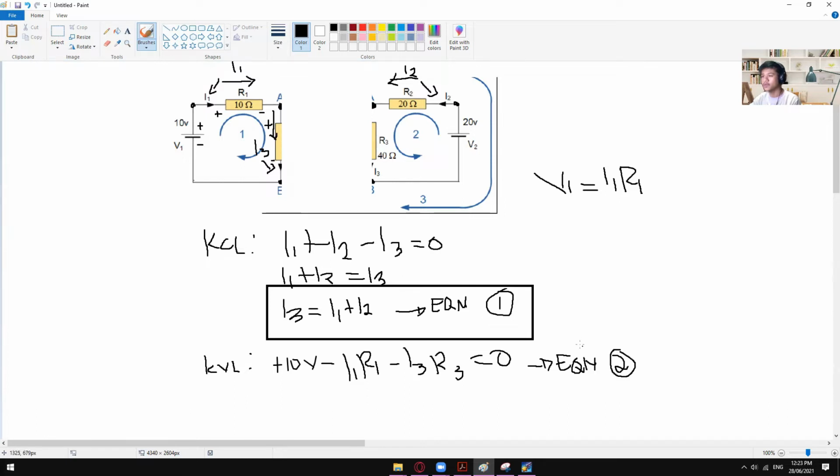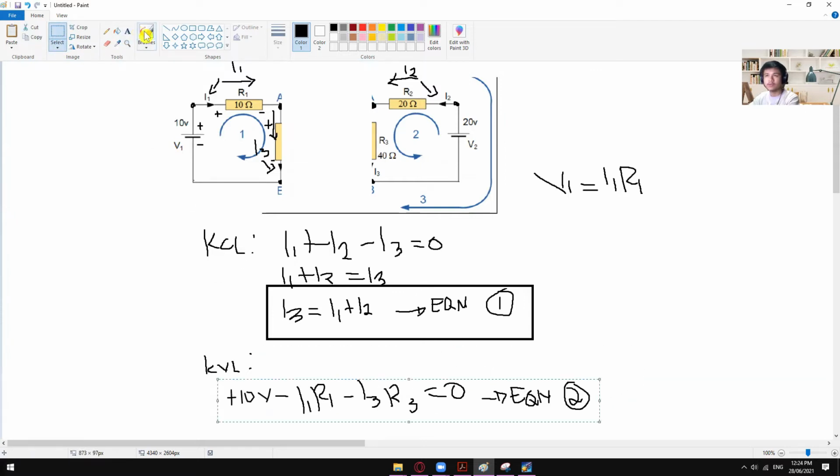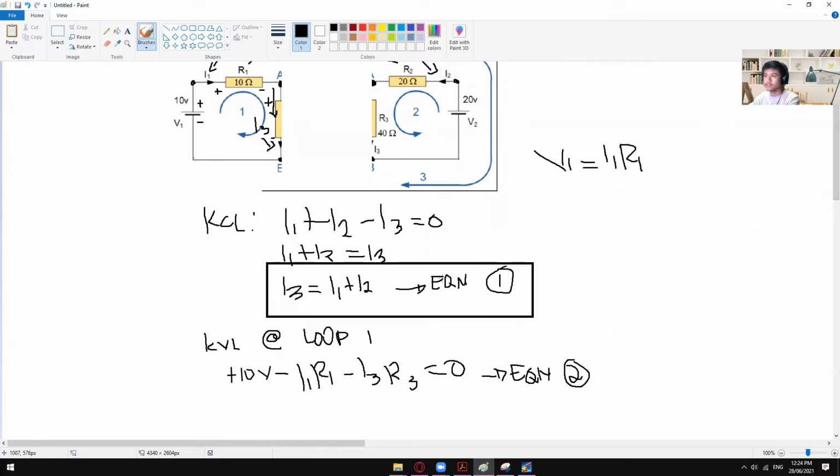This equation number 2 came from loop number 1. Are we clear so far on how we got this equation right here? Basically, we could call this one KVL at loop number 1, this equation right here. Were you guys able to follow so far, and how did we get this equation?